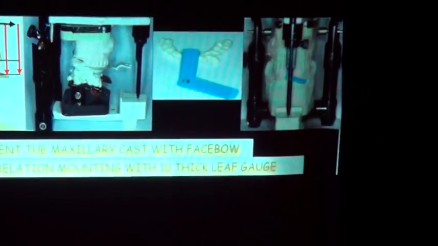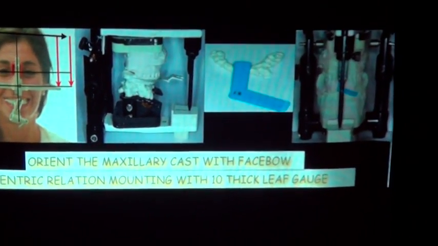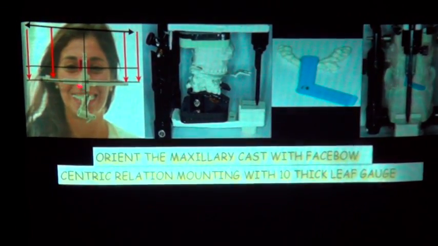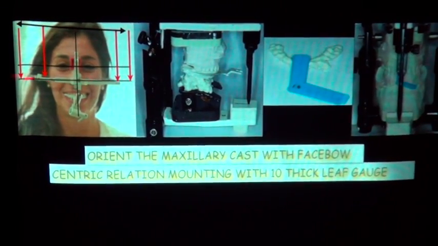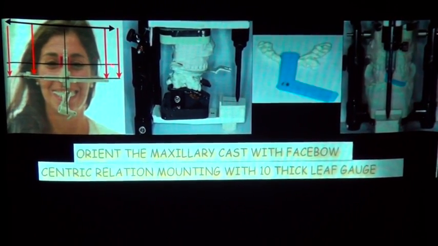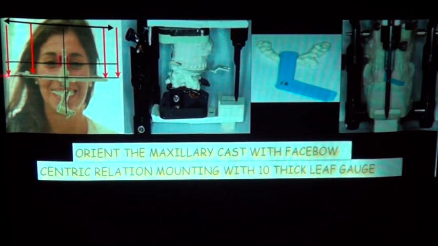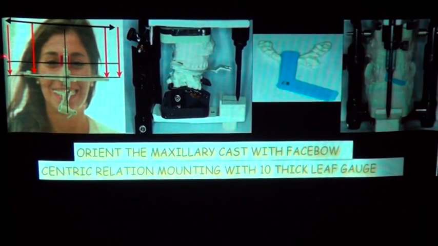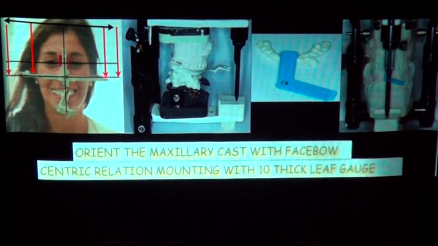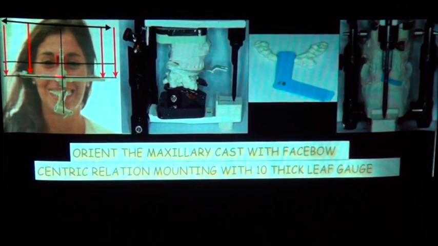So I said, I want to mount this case up and take a look at it before I do anything. And so I took a Facebow, and you notice that the black line here is in the horizontal interpupillary line. This black line here is parallel to the horizontal. And you notice that the Facebow tends to go downhill, and this black line is parallel to the Facebow.